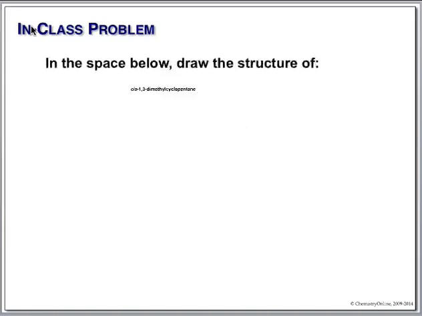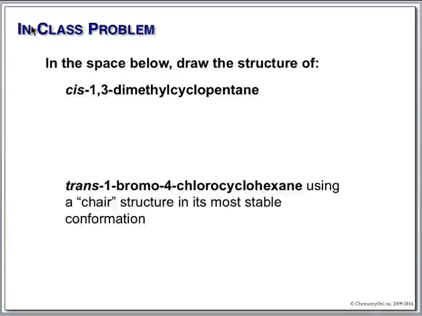All right, we want to draw the structure of cis-1,3-dimethylcyclopentane. Does it matter if we draw the up-down arrows, the wedge bonds? Yeah. You could draw wedge bonds or you can draw perspective. I would certainly take either one. All right, our parent here is going to be a cyclopentane. We're going to have substituents in 1 and 3. They're both methyl groups, and they're cis.